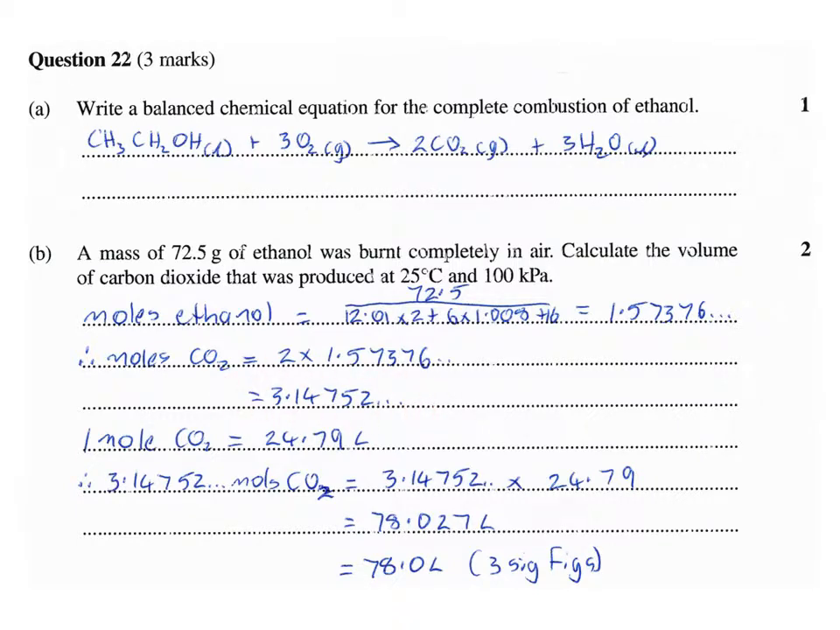3.14752. We know that 1 mole of CO2 is 24.79 litres. Well, we've got 3.14752 moles, so we're going to go 3.14752 times 24.79. We get 78.027 litres. And we round that off to 3 significant figures. Why? Because I've got 3 significant figures here. So our answer is 78.0 litres.